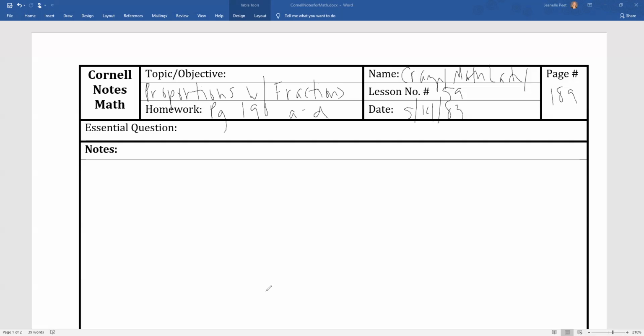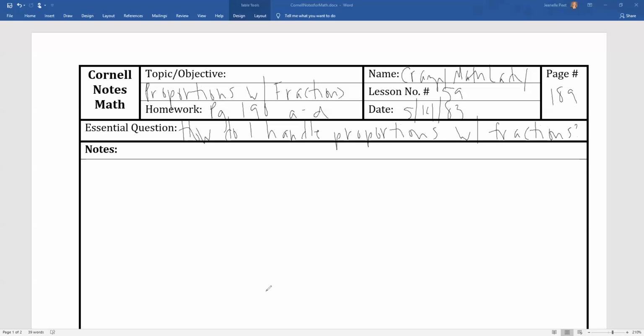So your essential question, right? How do I handle proportions with fractions? We need two skills, which we practiced in the warm-up. You have to know how to multiply fractions, and you have to know how to solve proportions. So let's go through those two skills again, just in case you missed the warm-up.